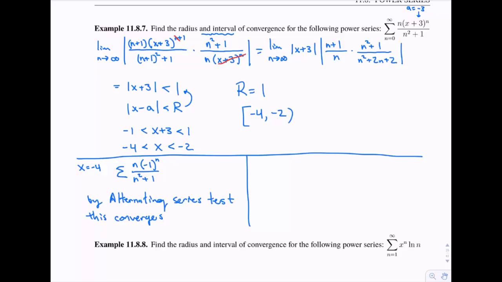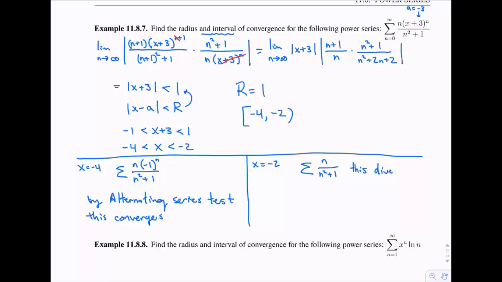So I need to now use brackets around -4 because that is one of the values of x that makes the series converge. Okay, how about for -2? Should I change that to a bracket or not, right? Does this make the series converge? Well, when I plug in -2 for x, this gives me the sum of n over n squared plus 1. And the claim is that this actually diverges.